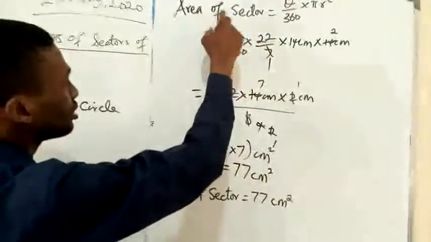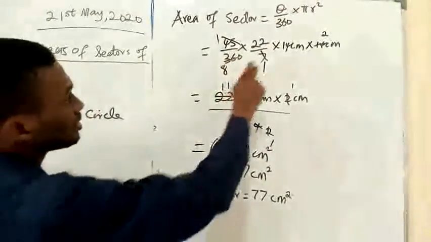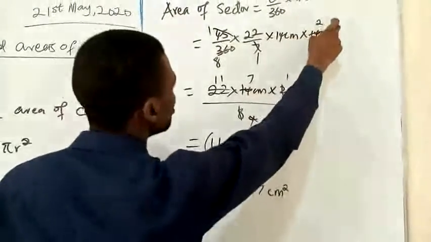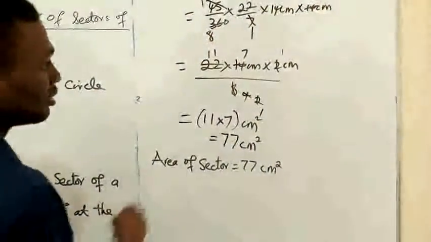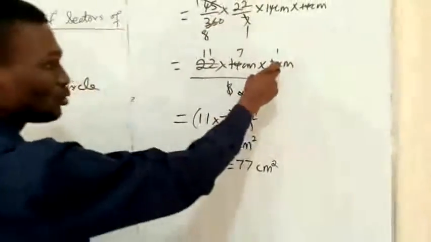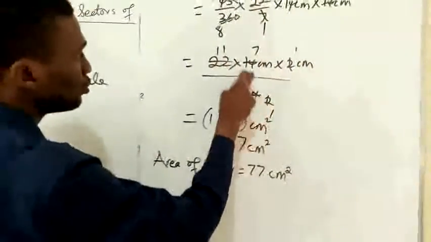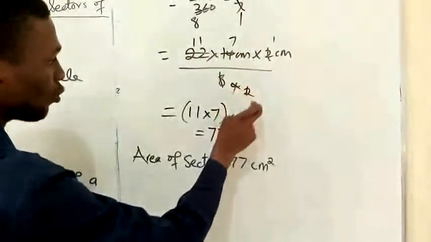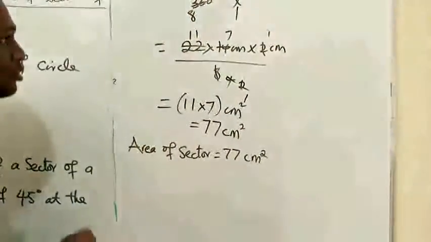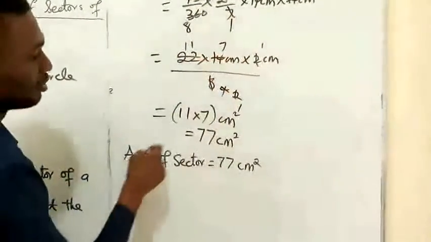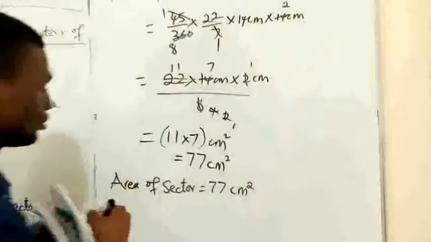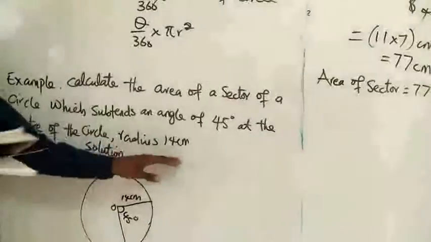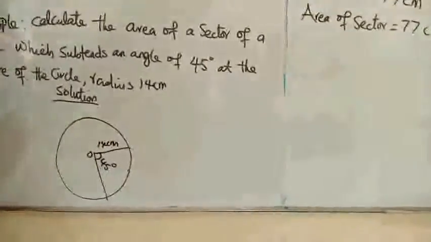We now divide through. 45 into itself gives us 1, into 360 gives us 8. 7 into itself is 1, 7 into 14 is 2. We are left with 22 times 14 times 2, all over 8. 2 into 8 is 4, 2 into itself is 1. 2 into 4 is 2, 2 into 14 is 7. 2 into 22 is 11. So we are left with 11 times 7, and 11 times 7 gives us 77 centimeters squared. So the area of our sector of that circle of angle 45 degrees and radius 14 cm is 77 centimeter square.